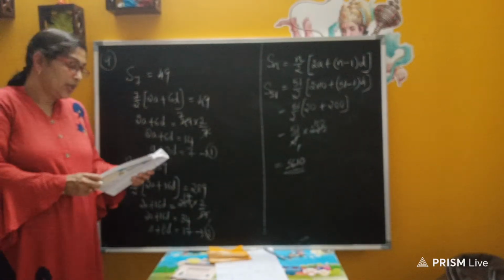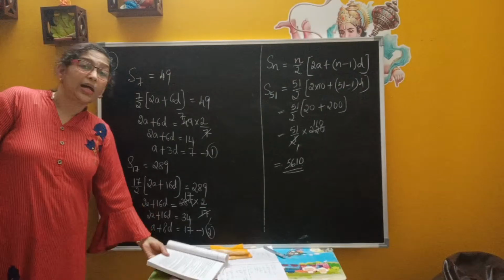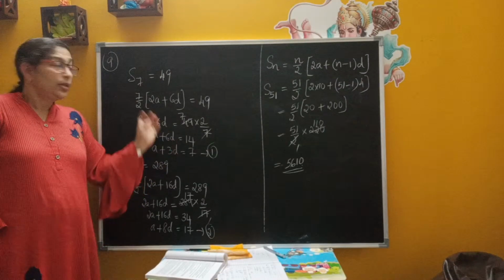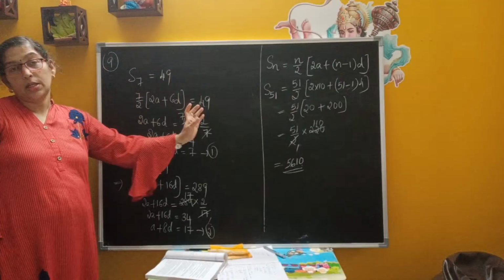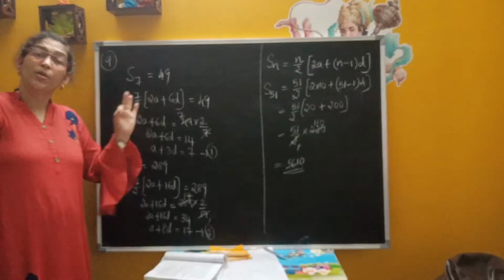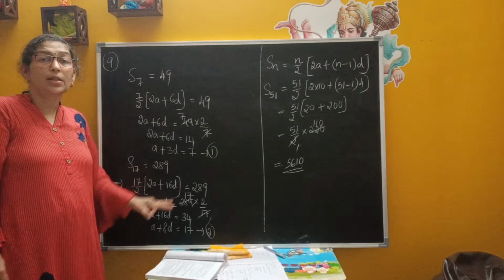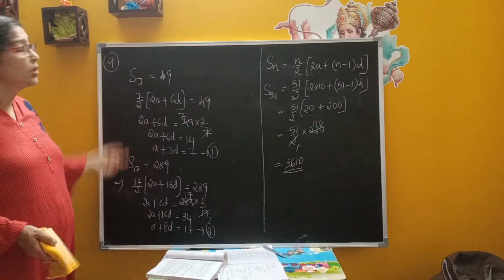Next, what is asked to find here? Find the sum of first n terms. Okay, using that a and d, consider n value as n only, and substitute in it. Okay, you get Sn is equal to something. In place of n, we must write n only. Don't write anything else. Okay. So this is how we can do the ninth problem.